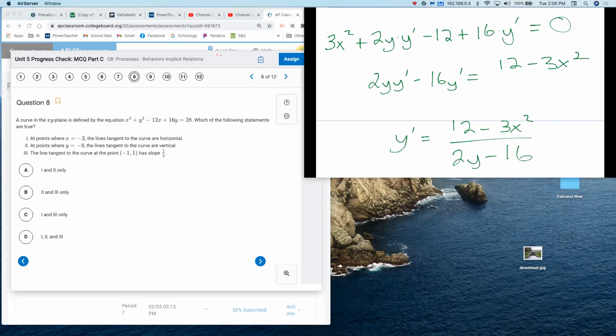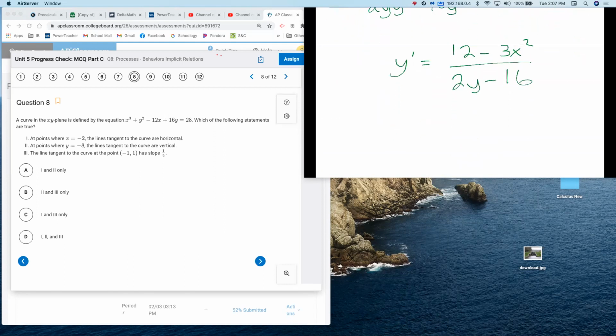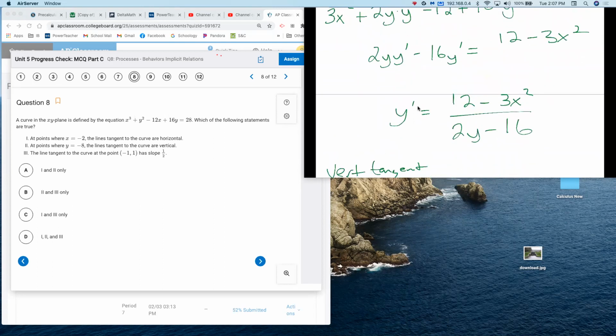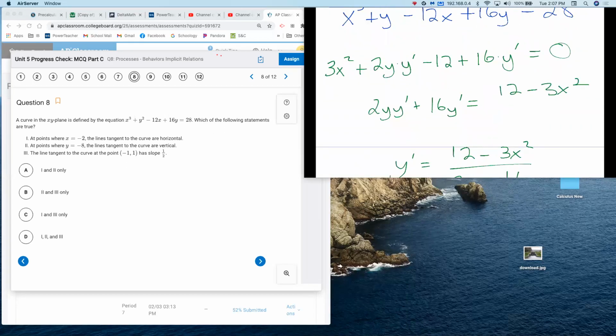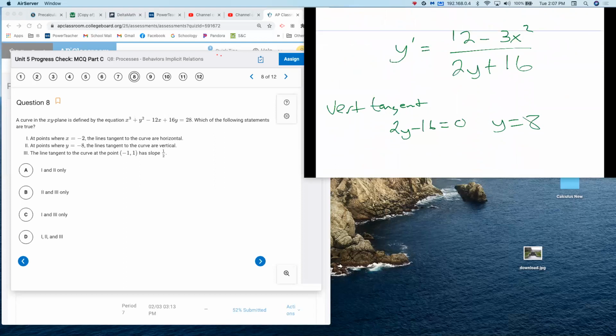If I go through this, I can then go, okay, in order to have a vertical tangent, 2y minus 16 has to equal 0. So y has to equal 8, negative 8, right? Did I do that right? Wait, this is plus here. This is plus. So that's 1. So that covers Roman numeral number 2.